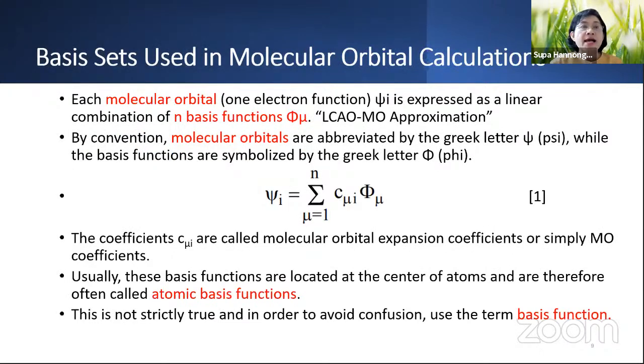So now I would like to bring you to focus on the basis set used in molecular orbital calculations. Okay, LCAO-MO. Now, why do we need molecular orbital calculations? We need molecular orbital calculations because the molecular orbital is the place that the electron occupies.